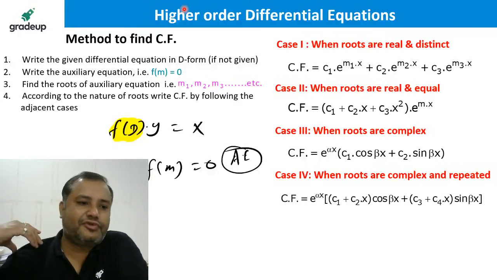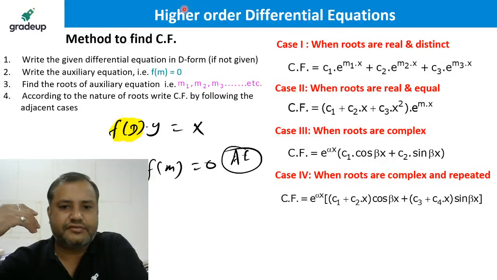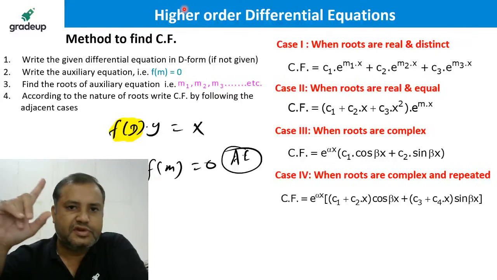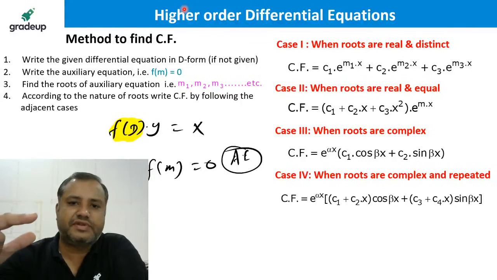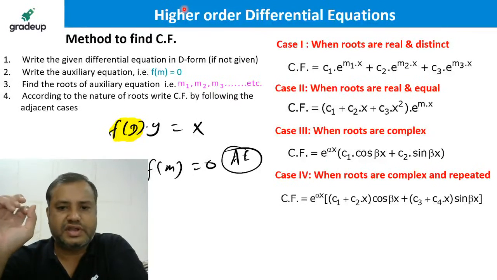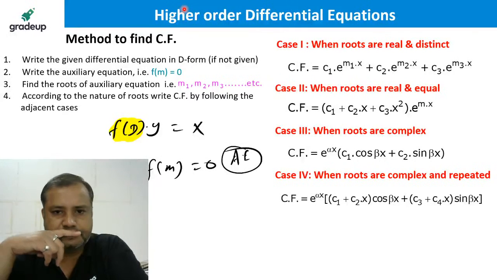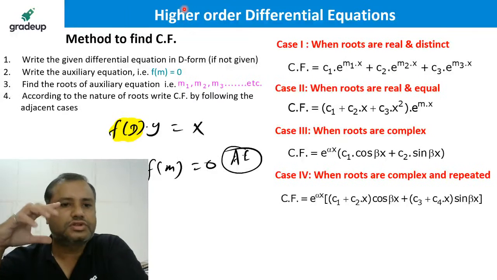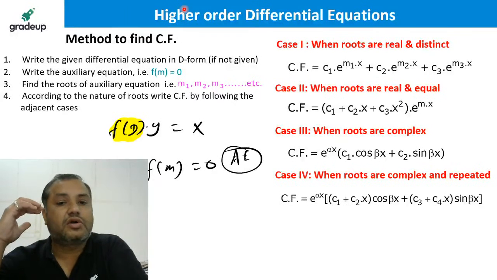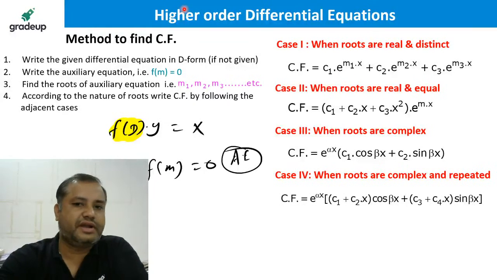According to the nature of roots, we have to write CF by following these cases. First one is write the given differential equation in D form. Second one is write the auxiliary equation. Third, find the roots of the auxiliary equation. Fourth, according to the nature of roots, you have to write the complementary function.